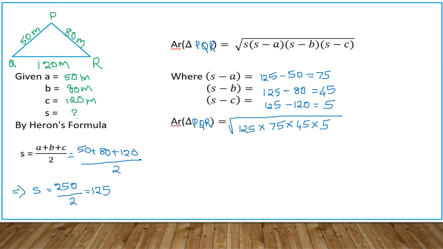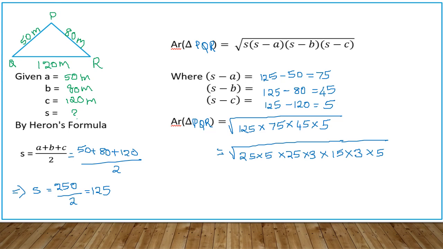Now here you are not supposed to multiply these values. You are supposed to write their factors. So this is equal to square root of 125 can be written as 25 into 5. Why am I writing 25? Because 75 can be written as 25 into 3. Right? Then there is 45. 45 can be written as 15 into 3. Right? And then 5 I'll write as it is because it cannot be changed.